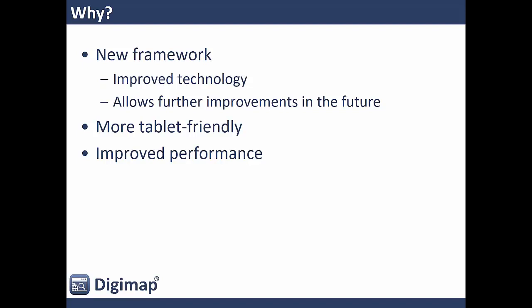As part of this, the new technologies are also more tablet-friendly. We are seeing an increased usage of the software, the applications, on tablet devices. So by moving to a newer framework, a new set of technologies, this makes it easier to use on a tablet device. And the third one is that there is actually improved performance. So everybody expects things to appear nice and fast these days. And we have found that with the new framework, maps do render now quite a bit quicker than they did in the old frameworks.